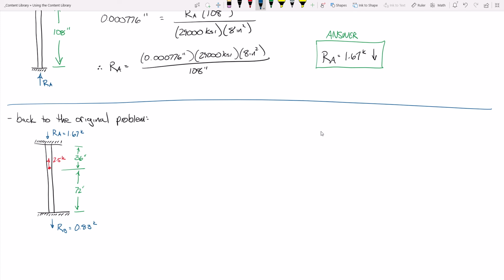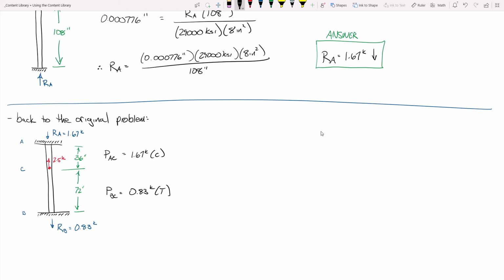You want me to show you something kind of slick? Watch this. So, this is point A, this is point C, this is point B. Remember how I said that this is the method of consistent deformations? Watch this. Would you agree that member AC is experiencing 1.67 kips in compression? Would that be right? Would you agree that member BC is experiencing 0.83 kips in tension? Would you agree with that?